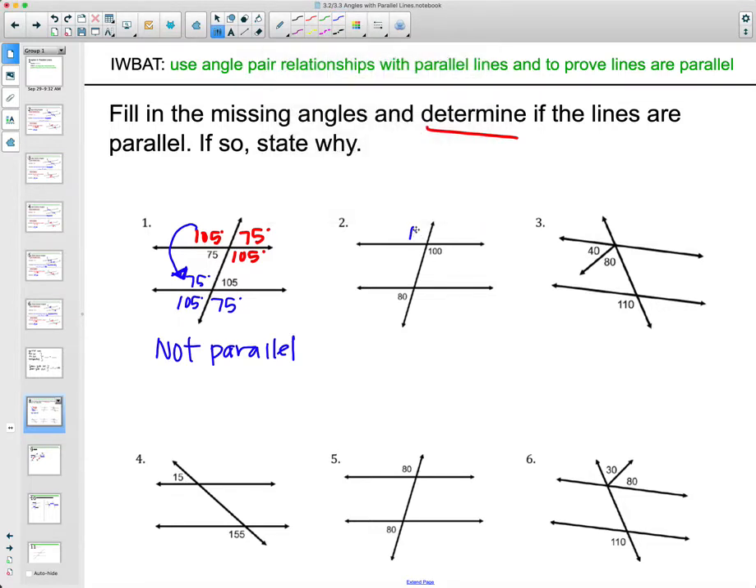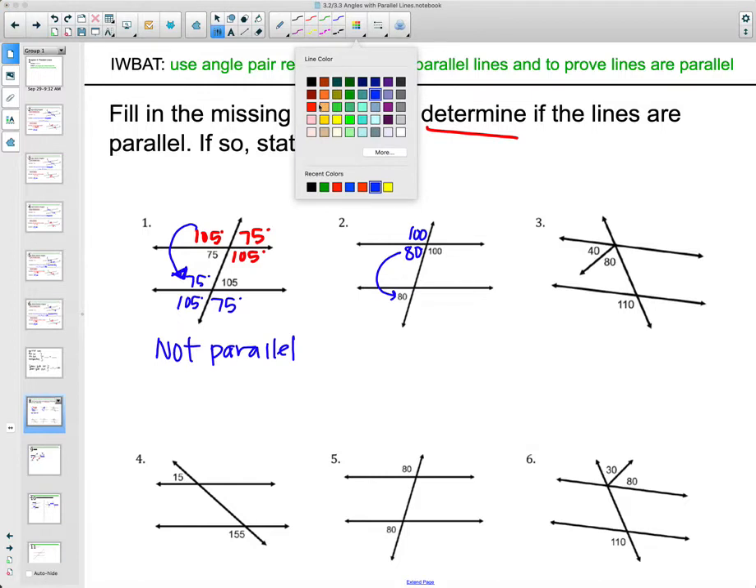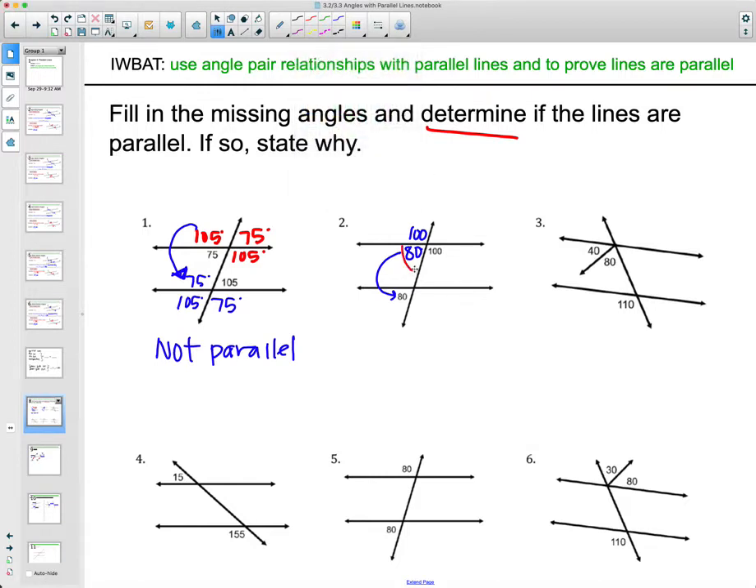So we've got across from the 100 is a vertical. Next to the 100 is 80, since those are supplementary. You can fill in all the angles, or when you notice one set of corresponding angles, that's going to force the whole picture to be the same. So this bottom left and this bottom left are equal to each other, so those corresponding angles are equal, meaning the lines are parallel.